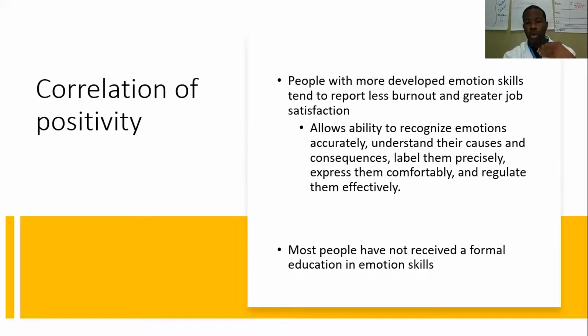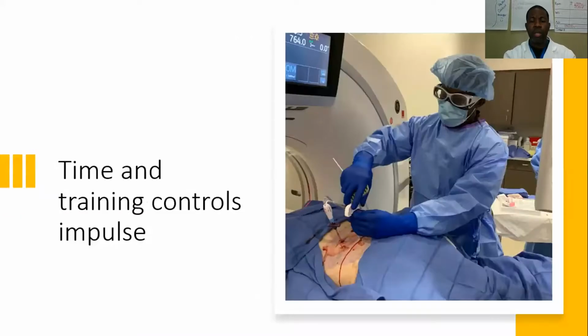All right. Correlation of positivity. This is more of the same, and I'm showing this by showing myself here doing a procedure. When I first started placing big needles and trocars, like I am here in this gentleman's back, into his spine, I had a stress response. All I could think about was, oh my God, what if I hit the spinal cord and I paralyze him? What if I hit an artery and then I bleed into his spinal cord and then I bleed him out and then I paralyze him, right?